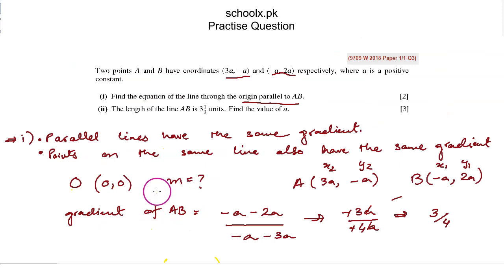Now moving on to part 2, it says the length of the line AB is 1 by 3 units. Find the value of a.